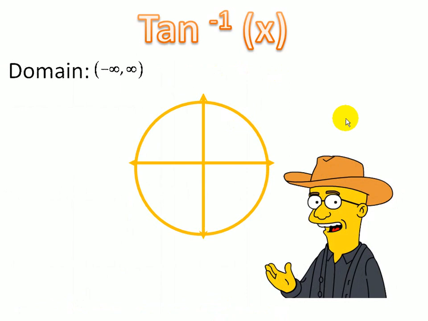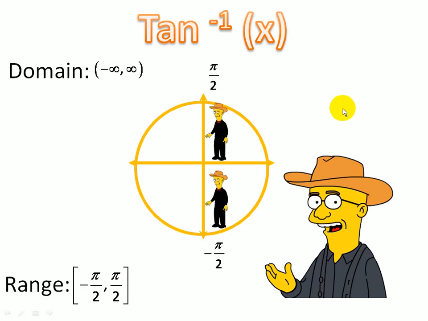So here we have the domain negative infinity to infinity. All real numbers can be inputted into inverse tangent. The output, like with sine, is going to be between negative pi over 2 and pi over 2. Output will be in the first and fourth quadrants.